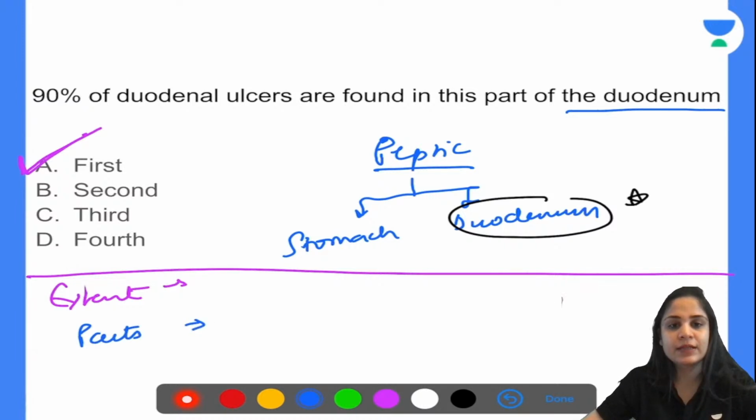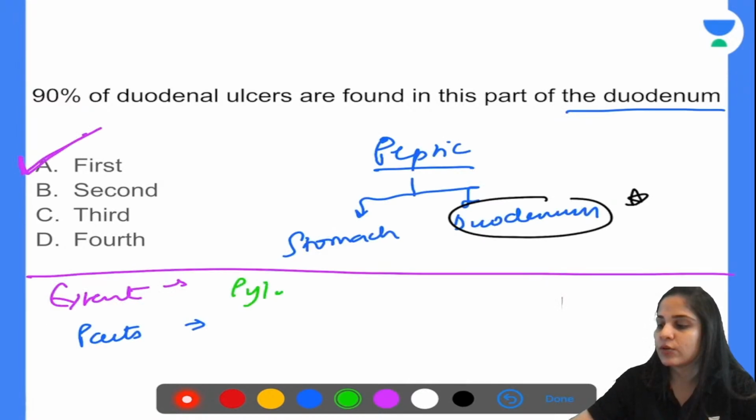How many parts are there of the duodenum? Where does the duodenum extend? Now, about each part, you need to know one specific feature. Like I will tell you over here, the extent of the duodenum actually starts from the pylorus of the stomach.